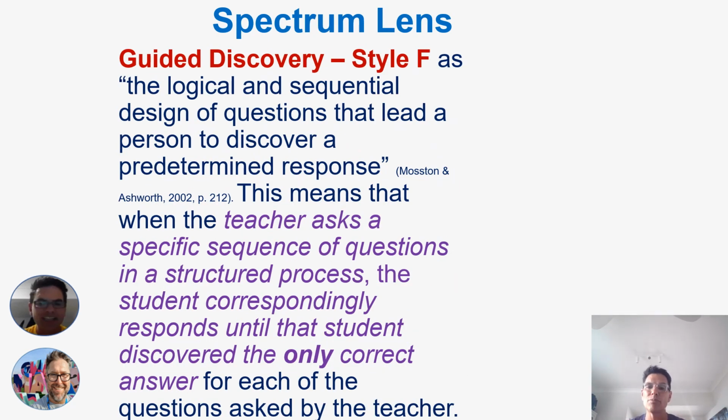Now, what does the Spectrum define guided discovery as? Mosston and Ashworth are really clear here. This is something with the Spectrum: it is scalpel-like in its precision in saying that it is the logical, sequential design of questions, not one question, there'll be 2 or more questions, that lead a person to discover a predetermined response. Now, this would mean that the teacher asks a specific sequence of questions in a structured process, and the student will correspond their answers to these questions to discover one correct answer.